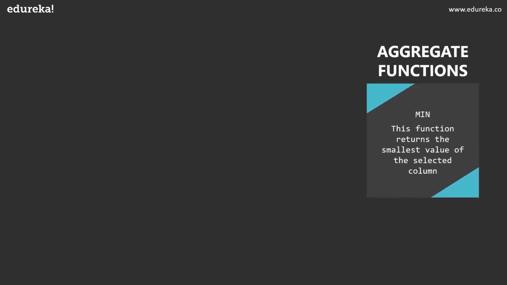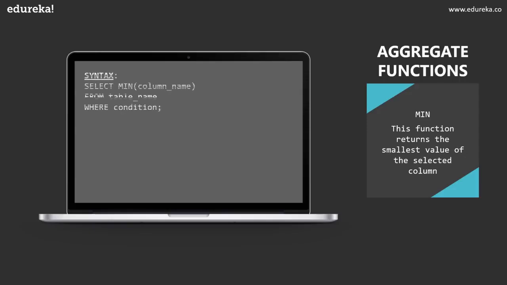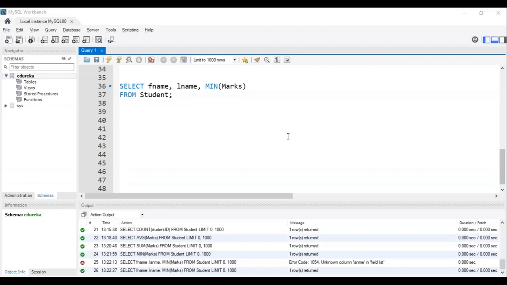Moving on to the next aggregate function, that is minimum. Minimum function will return the smallest value of the selected column. And the syntax is select min of column from table where condition. So let me execute this example. If I want to know the student name who has scored minimum marks, I'll use this query. So let me select this query.